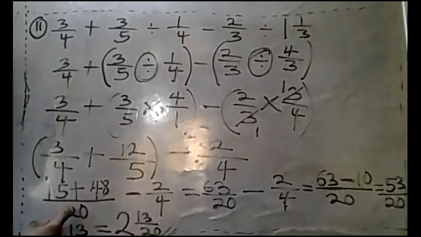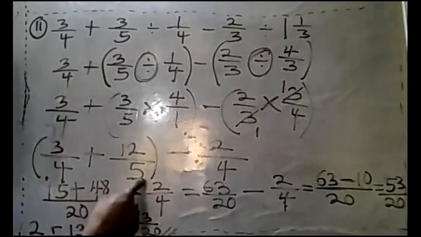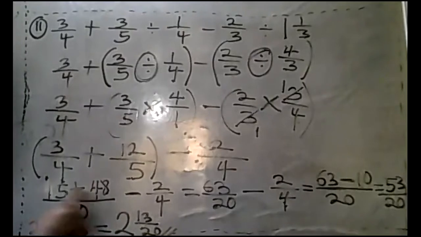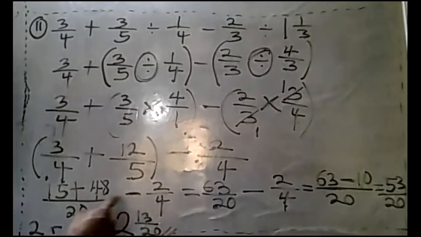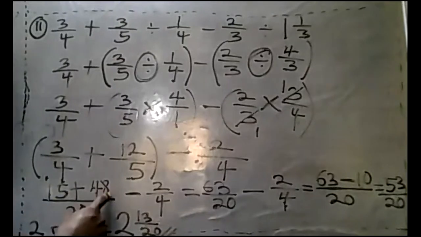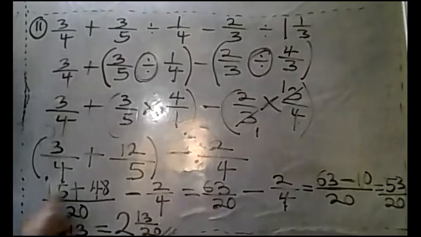LCM of 4 and 5 is 20. Product of 4 and 5, 20. So 4 in 20, 5 times 3, 15. Plus 5 in 20, 4 times 12, 48. 48 plus 15. 8 plus 5 is what? 13. 1 plus 4, 5, plus 1, 6.